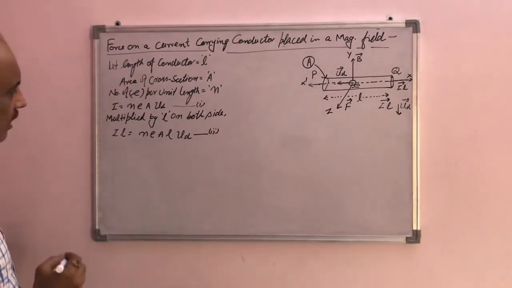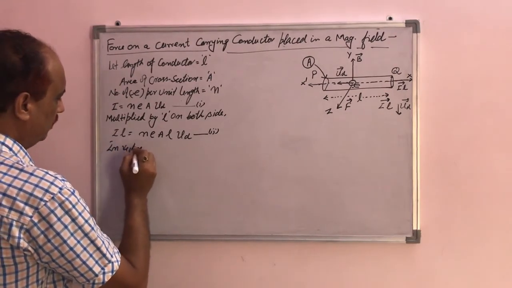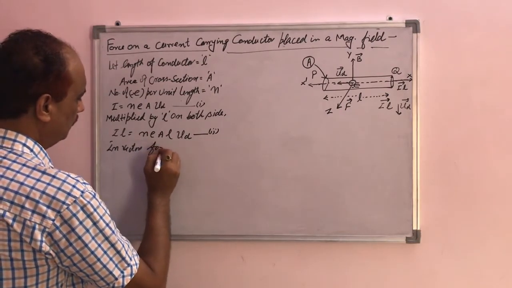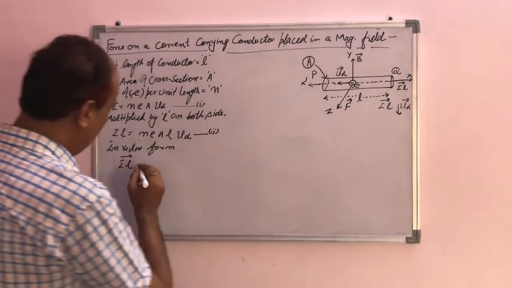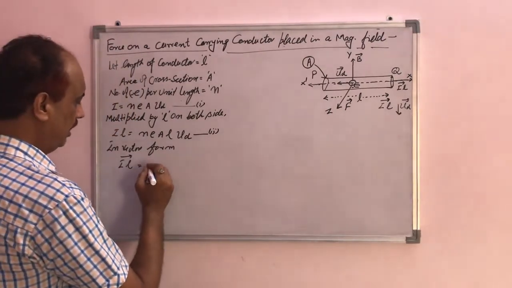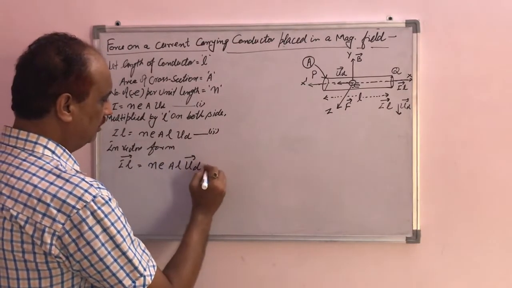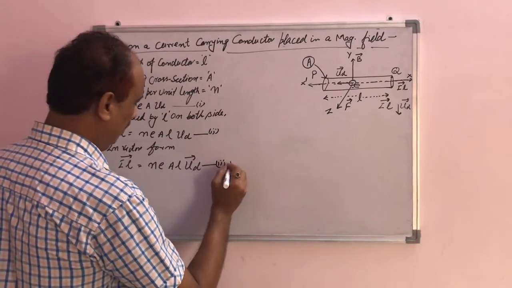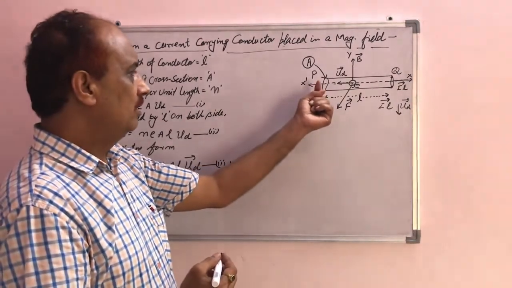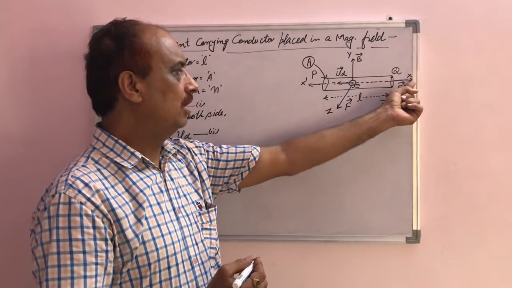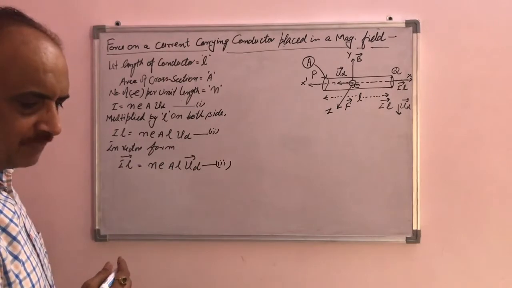Now we write equation number 2 in vector notation. In vector form, the current element vector IL is equal to n e A L VD vector. That is equation number 3. So the current element IL is directed along X, and IL vector is equal to n e A L VD vector.